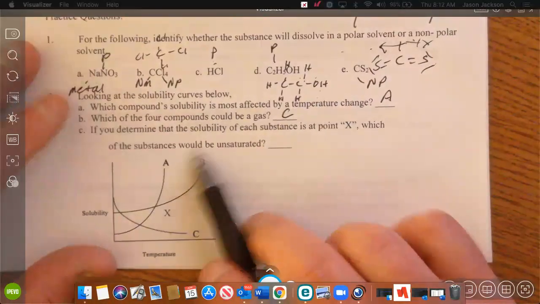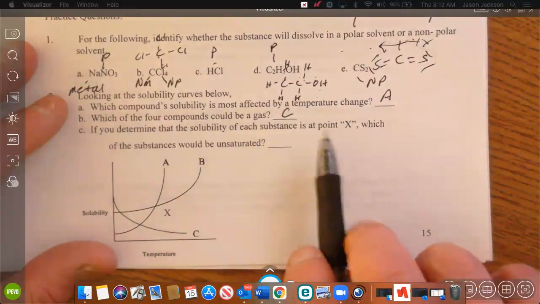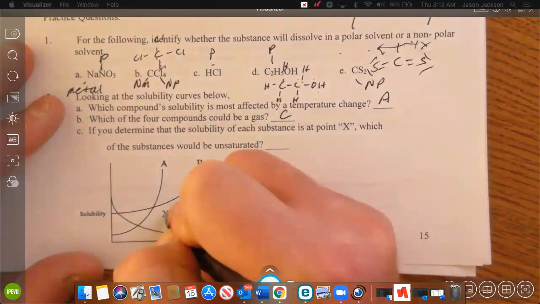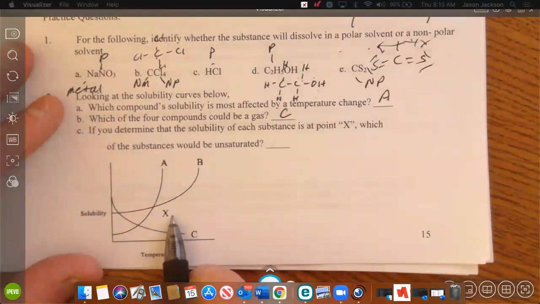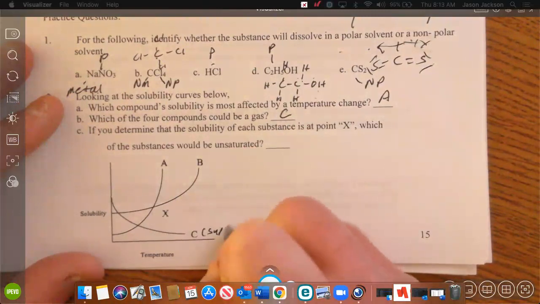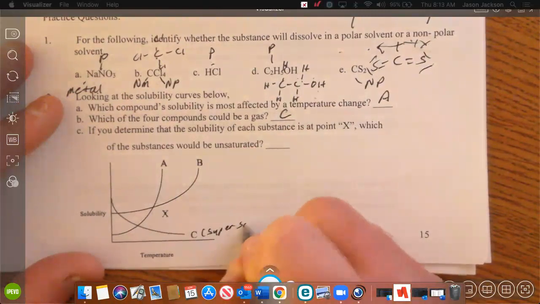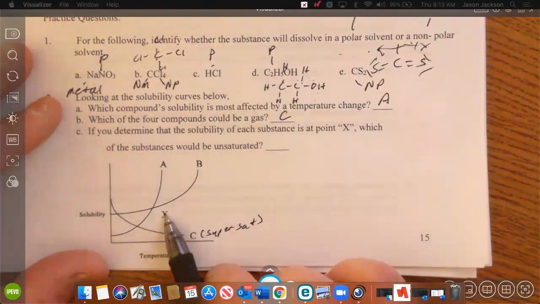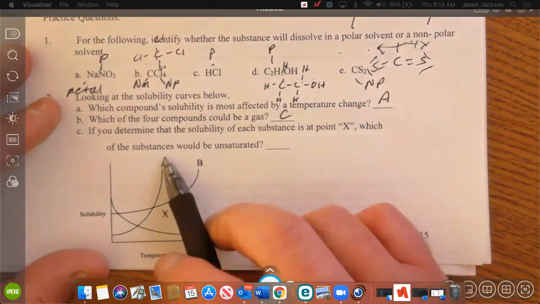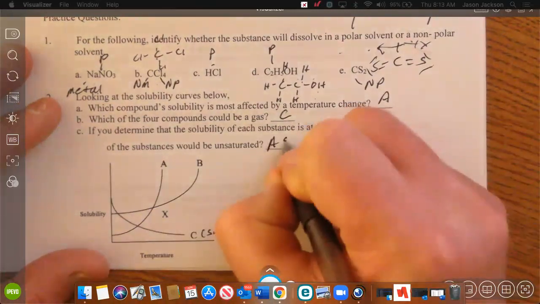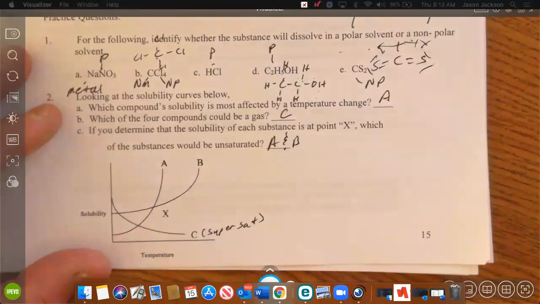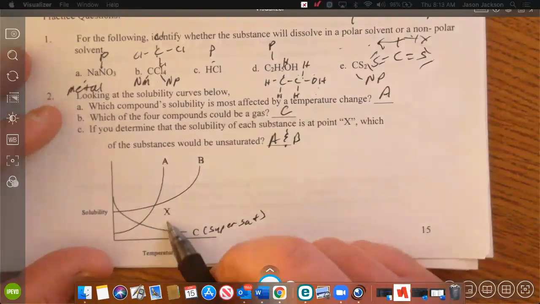If you determine that the solubility of each substance is at point X, which of the substances will be unsaturated? So if we are here, we are above C. So C would be supersaturated in that instance. So who would be unsaturated? Well, we didn't reach up to here for B, and we certainly didn't reach up to here for A. So A and B would both be unsaturated if we only had this many grams at this temperature.